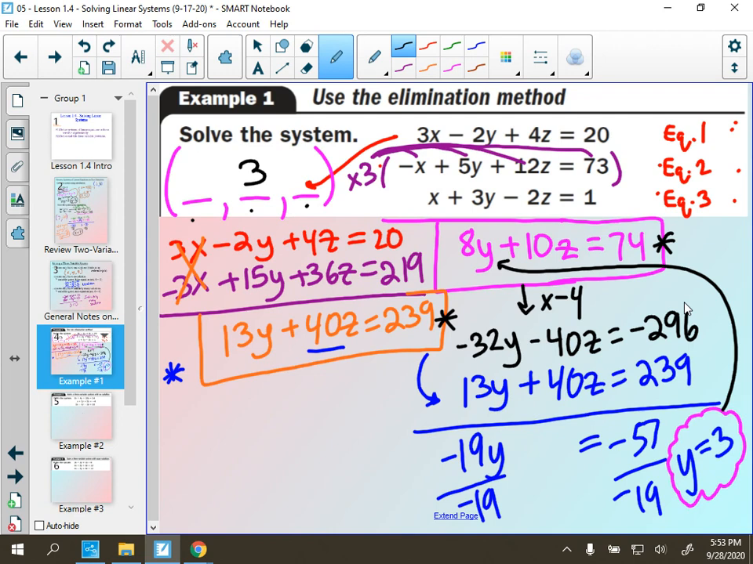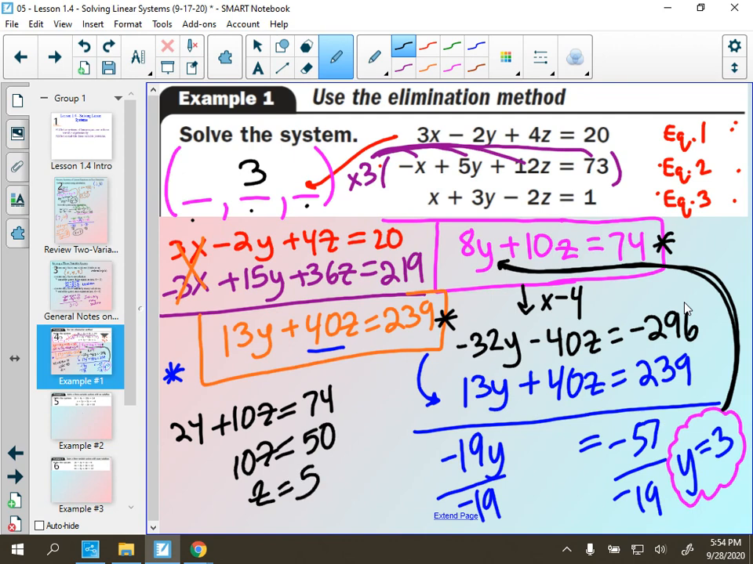Let's see if I can squeeze this in here. So 8 times y, I'm going to do it as I plug it in because I'm running out of room. I'm taking this 3 that I just figured out y was equal to and plugging it in for y. So 8 times 3 is 24 plus 10z is equal to 74. I don't always like to do that multiplication, but I'm getting tight on space here. So I'll subtract that 24 from both sides to get 10z equals 50, and then divide by 10 to get z equals 5.